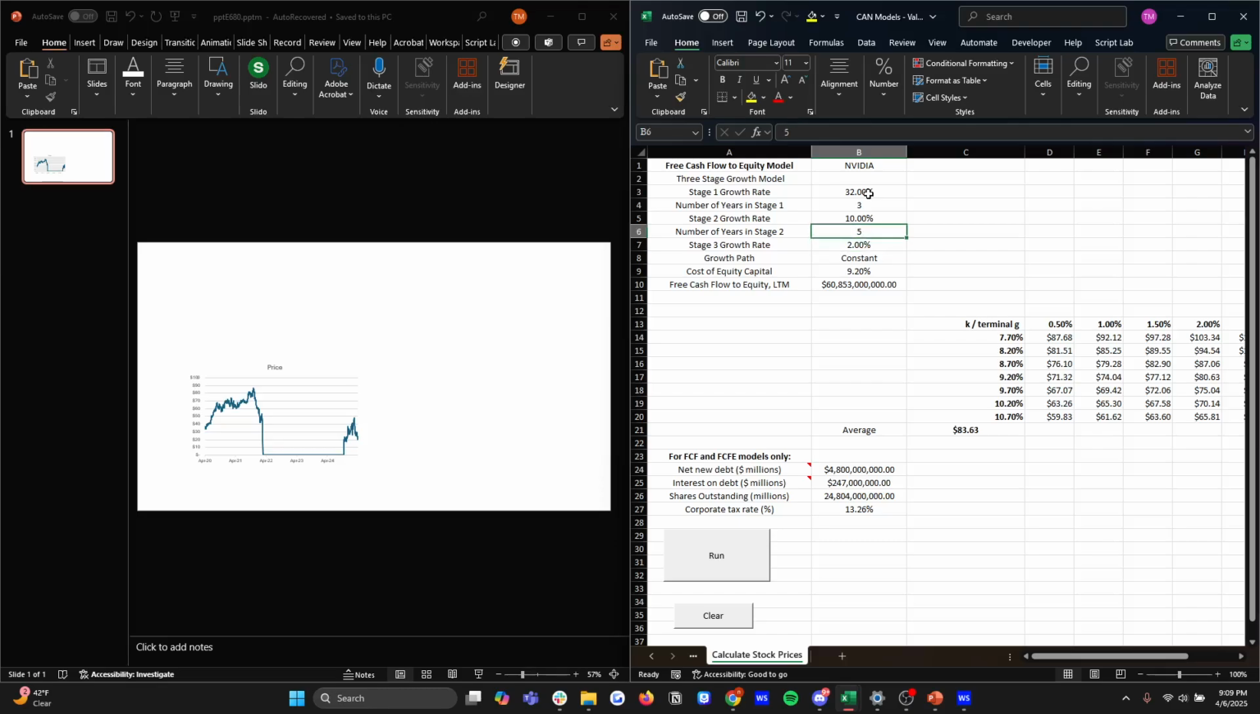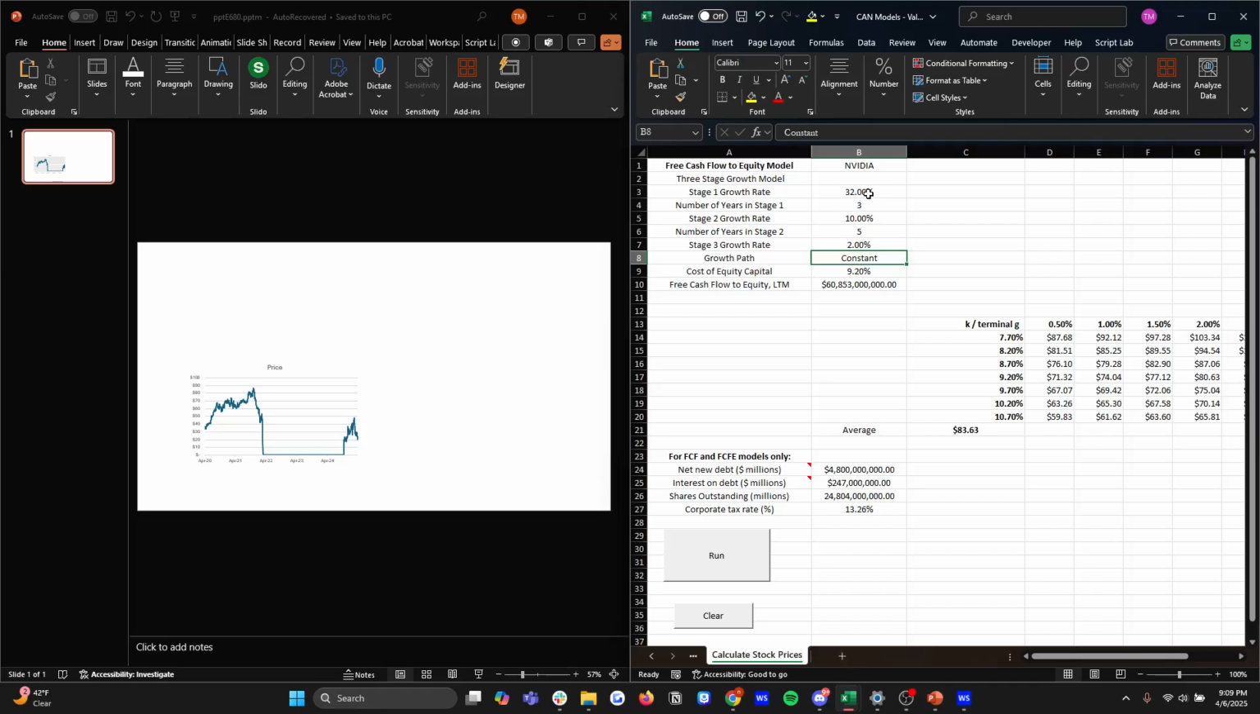Like that's basically what we're arguing here. You could even have a stage 3 growth rate, which essentially is just in perpetuity. Here I just said 2% because that's typically the low side of nominal GDP growth, so that just means it would grow with US GDP. All right, so the growth path, I did constant.